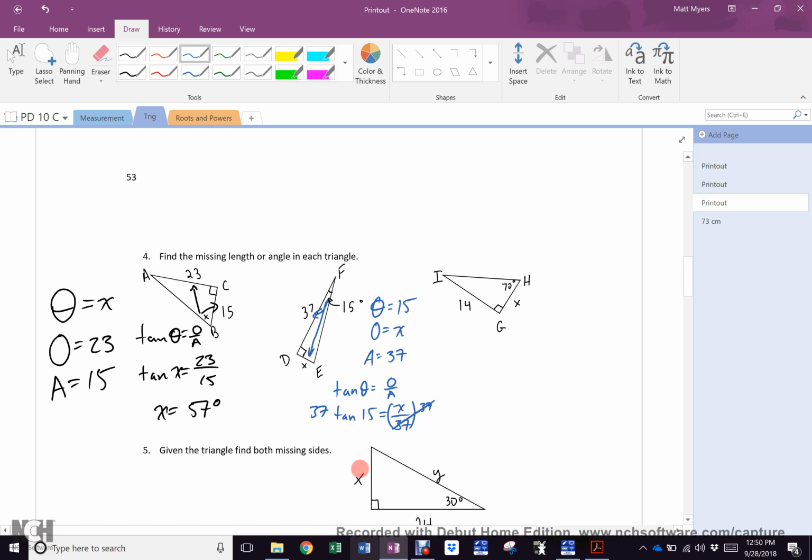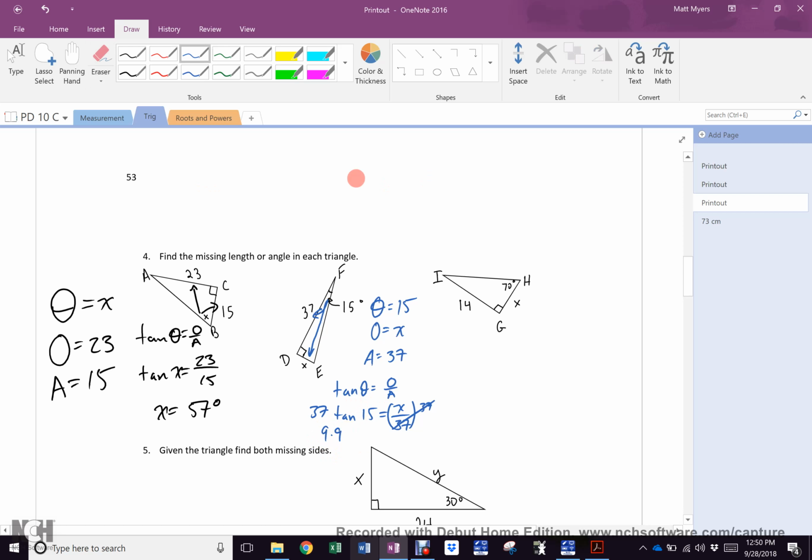How do you do that on your calculator? Depends on your calculator. I am going to go 3, 7 times tan, 1, 5, close brackets, equals. Some of you are going to do that reversed. You're going to go 15 tan times 37 equals. What are you going to get for an answer? 10, 9.9. Good.